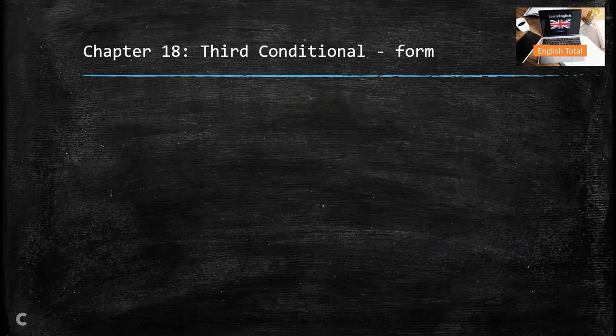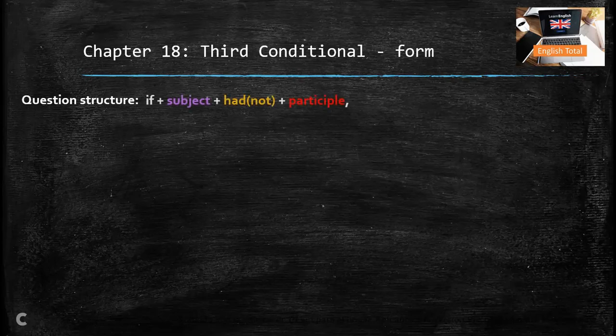Let's have a look at question formation now. This is the structure for questions in the third conditional. First, start with if, followed by the subject, then the verb had or hadn't, and finally the main verb in participle form. The second sentence starts with would or wouldn't, followed by the subject, then the verb have, and finally the verb in participle form.